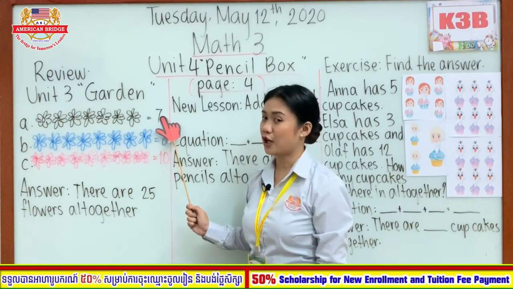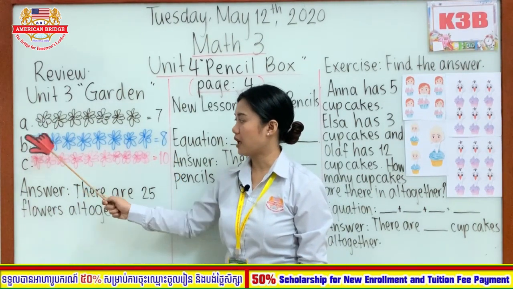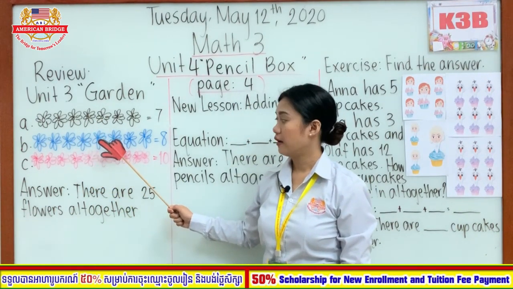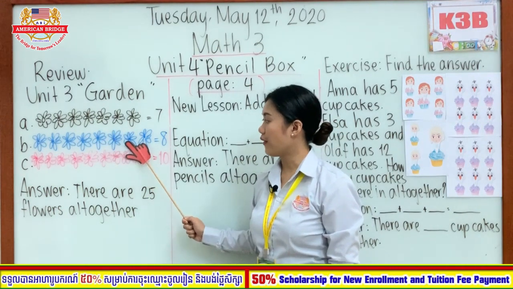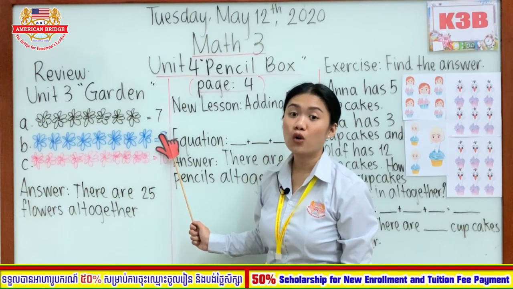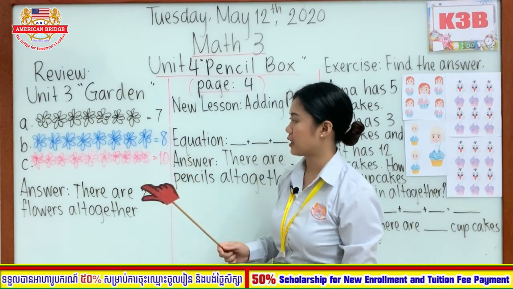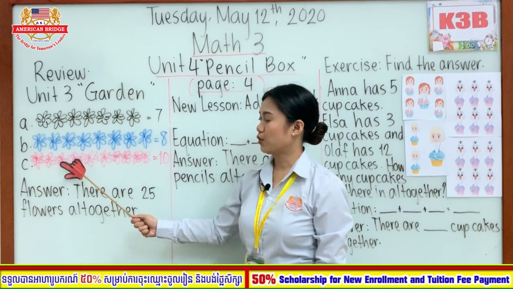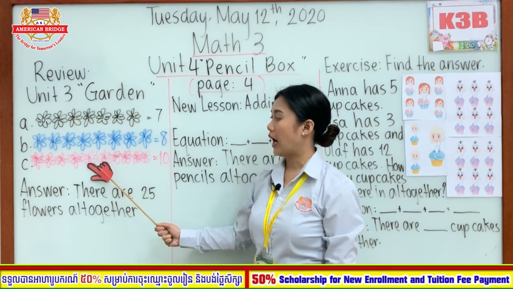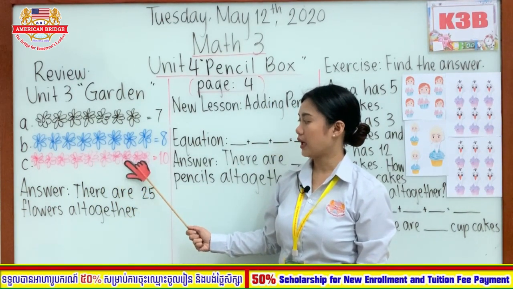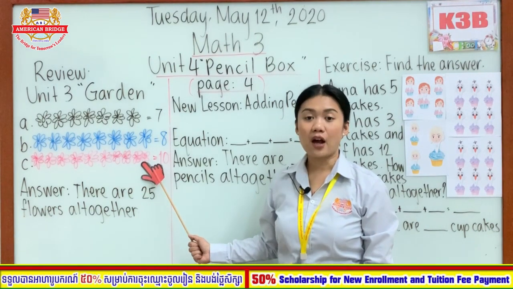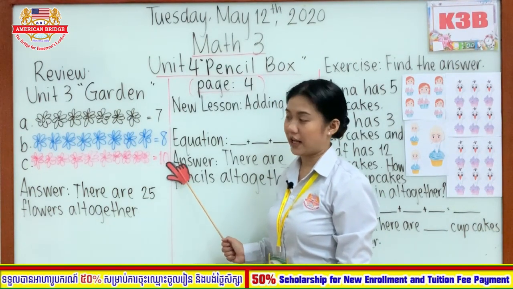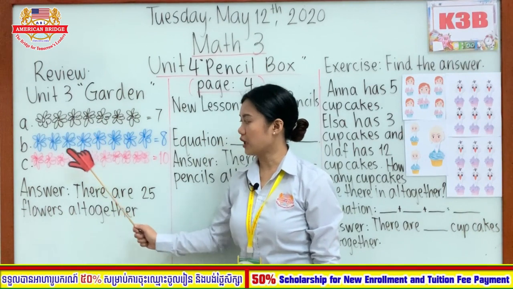1, 2, 3, 4, 5, 6, 7. So I write number 7 in here. How about letter B? Let's count. 1, 2, 3, 4, 5, 6, 7, 8 blue flowers. Number 8. Here's letter C. Let's count. 1, 2, 3, 4, 5, 6, 7, 8, 9, 10 red flowers. So I write, how many is this, everyone? 10 red flowers.